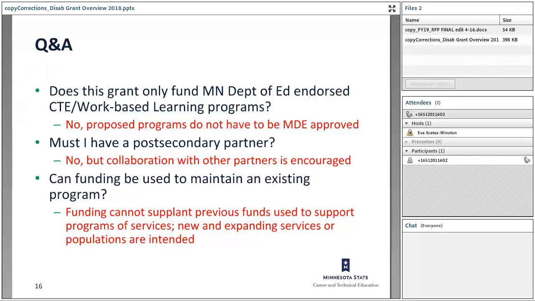It does not have to be an approved program by the Minnesota Department of Education, for example, because these grants are not going toward a school or a school district.